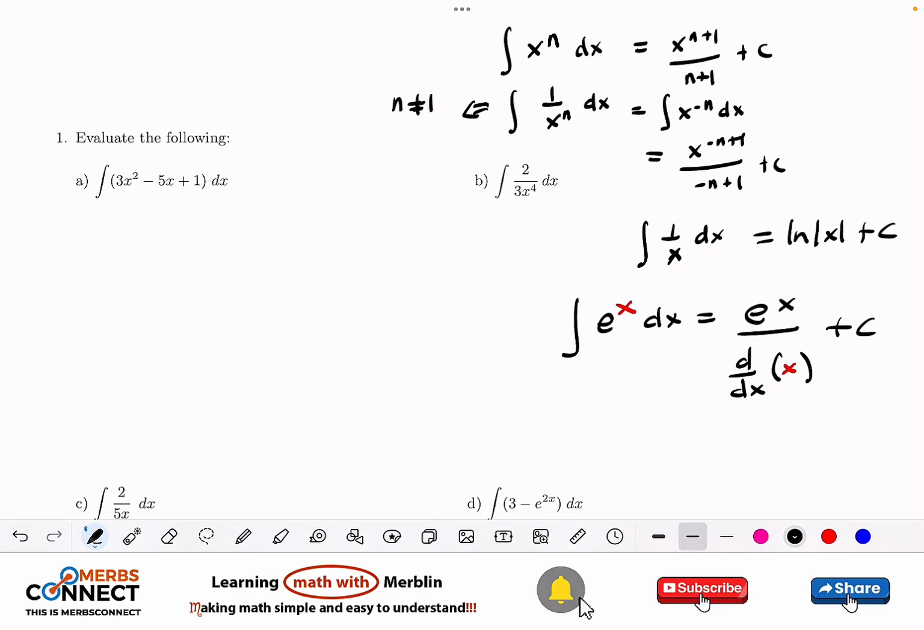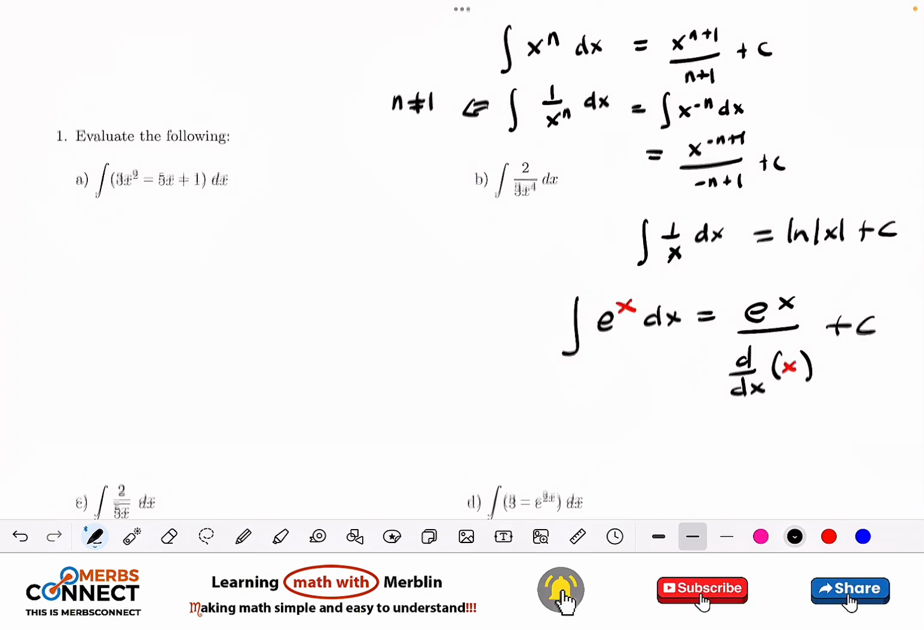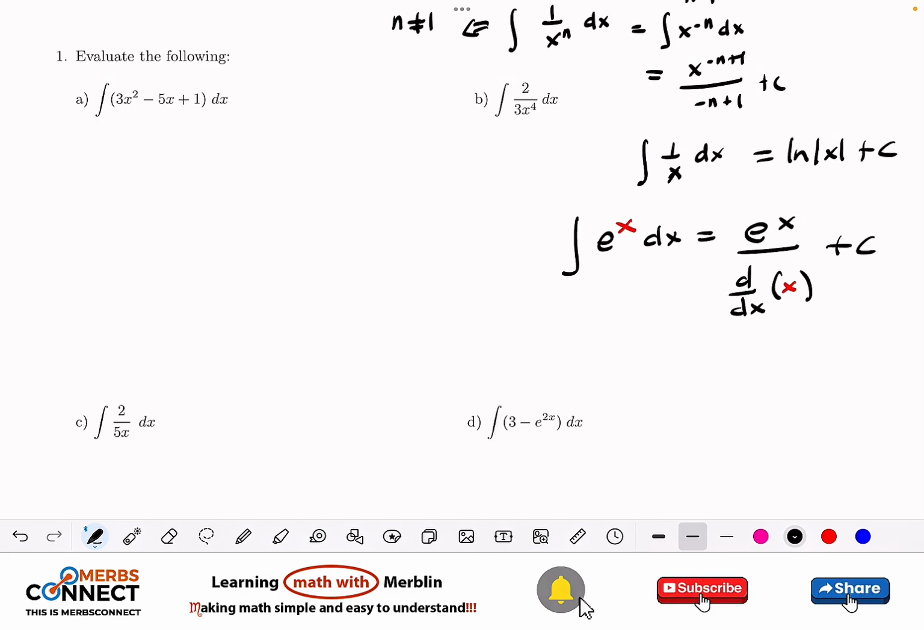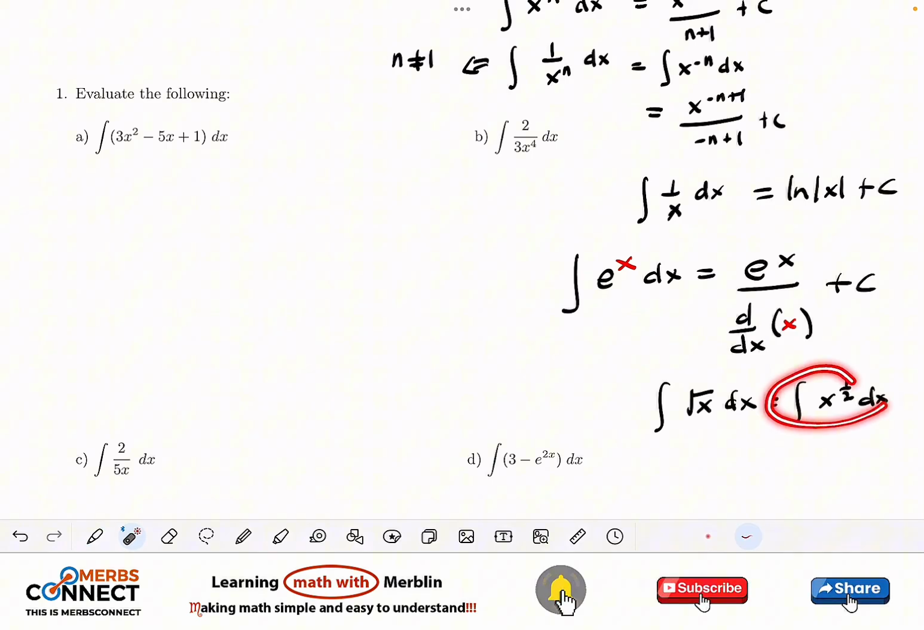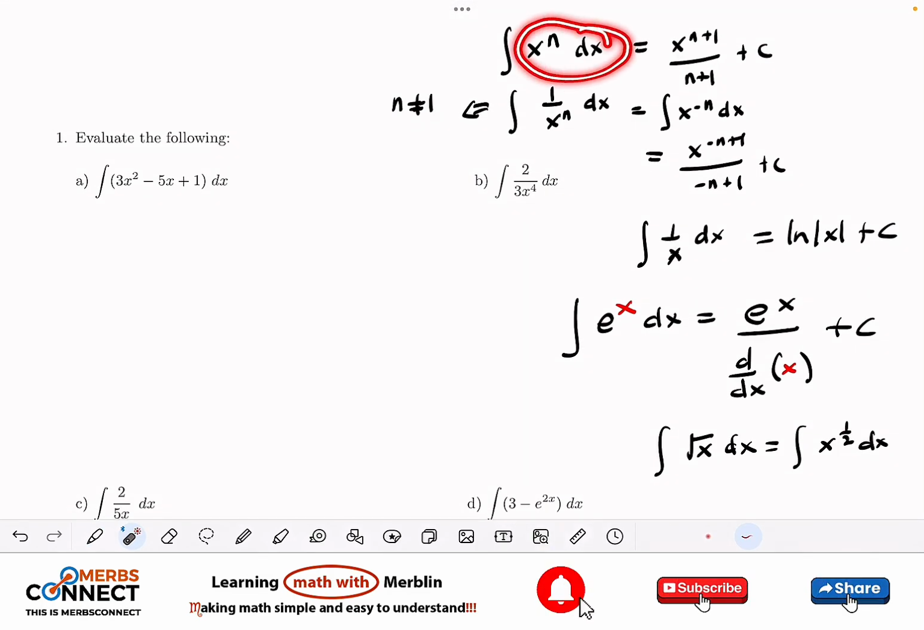Before we go through this discussion sheet, these are some key points that you need to know. The other thing that I want you to know is whenever I have a radical function, I try to change it first. So this is going to be x to the power 1 over 2 dx, and whenever you have something like this, you apply the power rule.